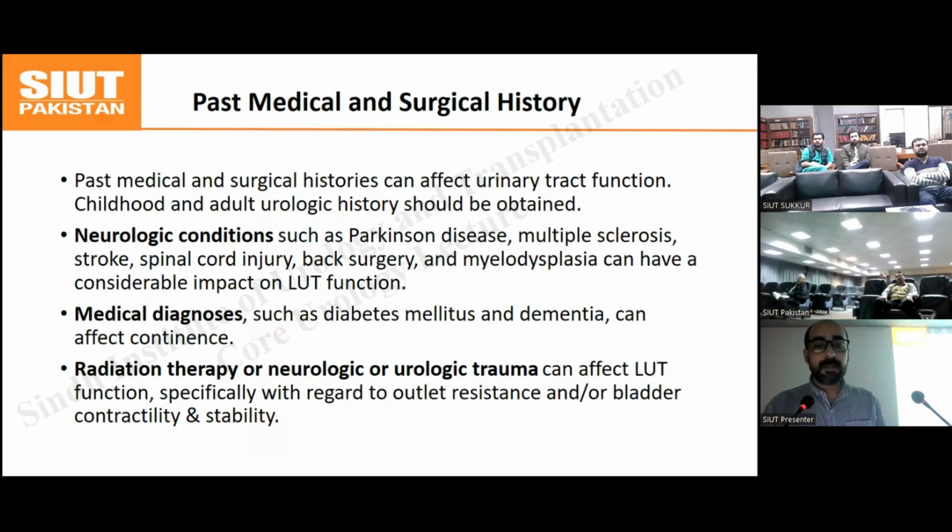Neurologic conditions such as Parkinson disease, multiple sclerosis, stroke, spinal cord injury, back surgeries, and myelodysplasia can have considerable impact on lower urinary tract function. Diabetes and dementia can also affect continence. Radiation therapy or neurological conditions can affect lower urinary tract function, especially with regard to outlet resistance or bladder contractility and stability.